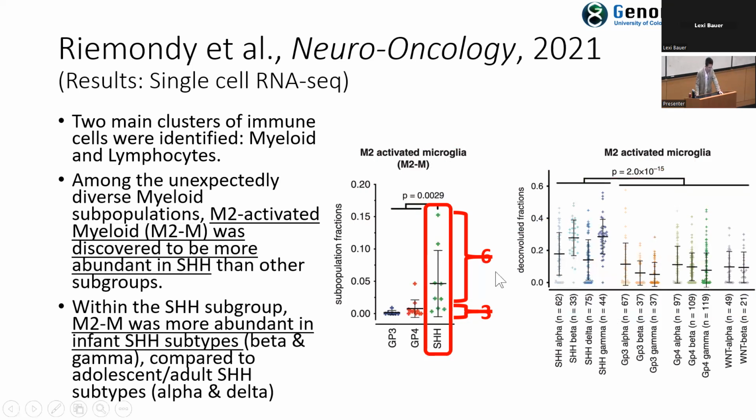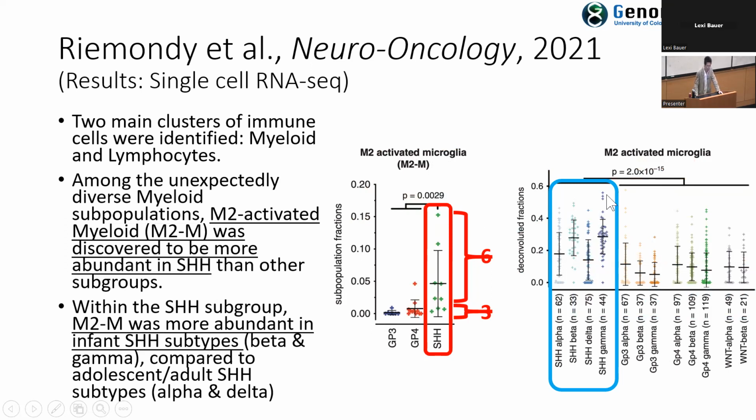But here's where the beauty of single cell RNA-seq comes in. Within these subgroups, there are actually subtypes. For example, among the SHH subgroups, there are 4 subtypes: alpha, beta, delta, and gamma. These are all nomenclatures that are well established in the field. Beta and gamma correspond to the infant SHH subtype, whereas alpha and delta correspond to the adult or adolescent SHH subtype.